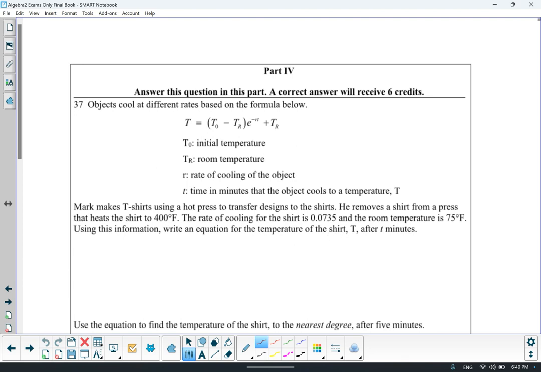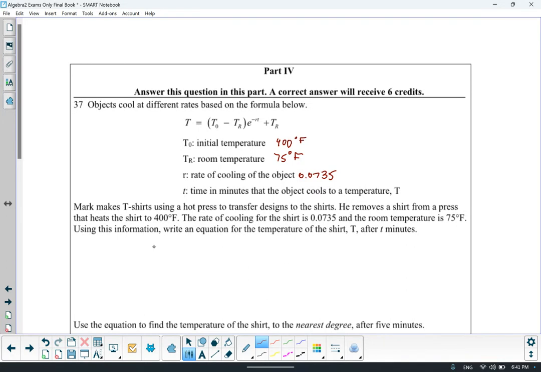So let's substitute in the known information. Well, room temperature is 75 degrees Fahrenheit. The rate of cooling is 0.0735. The initial temperature, so the minute that Mark removes the shirt from the hot press, it starts cooling. So its initial temperature of the shirt is 400 degrees Fahrenheit.